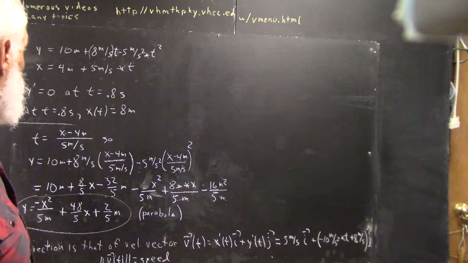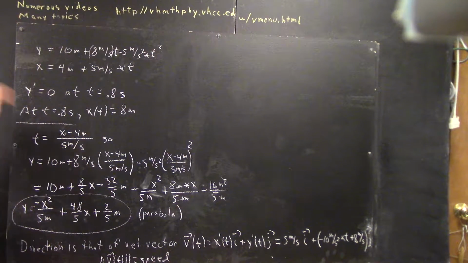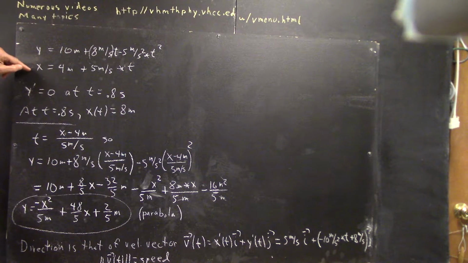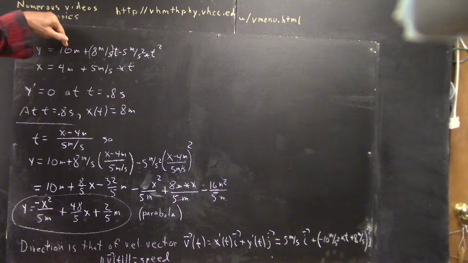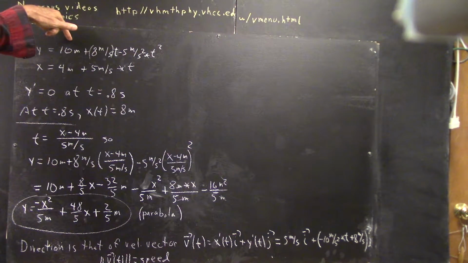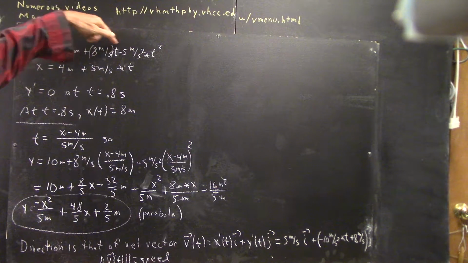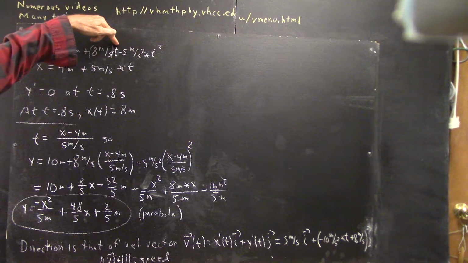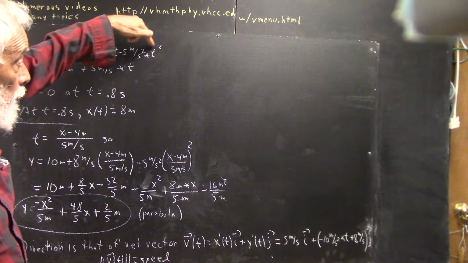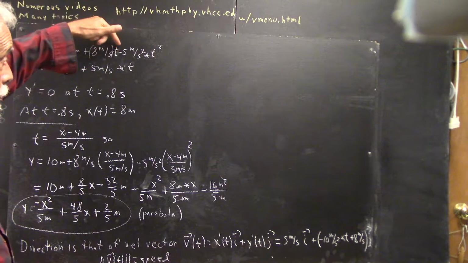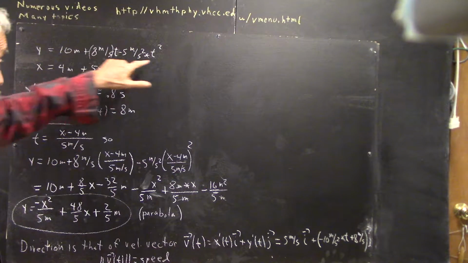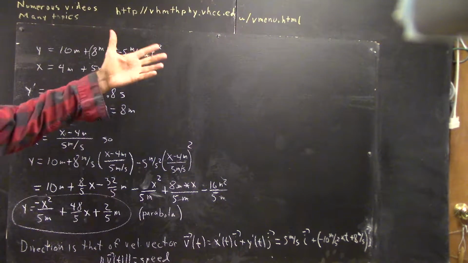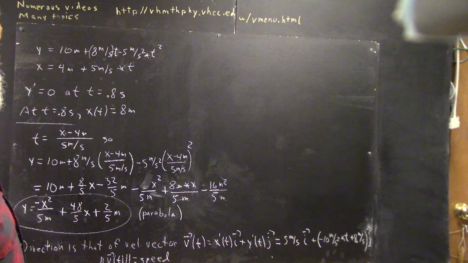Okay, we're given an equation for y and an equation for x. We can identify the equation for y as a uniform acceleration equation. 10 meters, constant, that's our x naught. 8 meters per second times t, that's v naught times t, minus 5 meters per second squared times t squared. Acceleration of negative 10 meters per second squared. And you should think very hard about why those quantities are as I just described them.